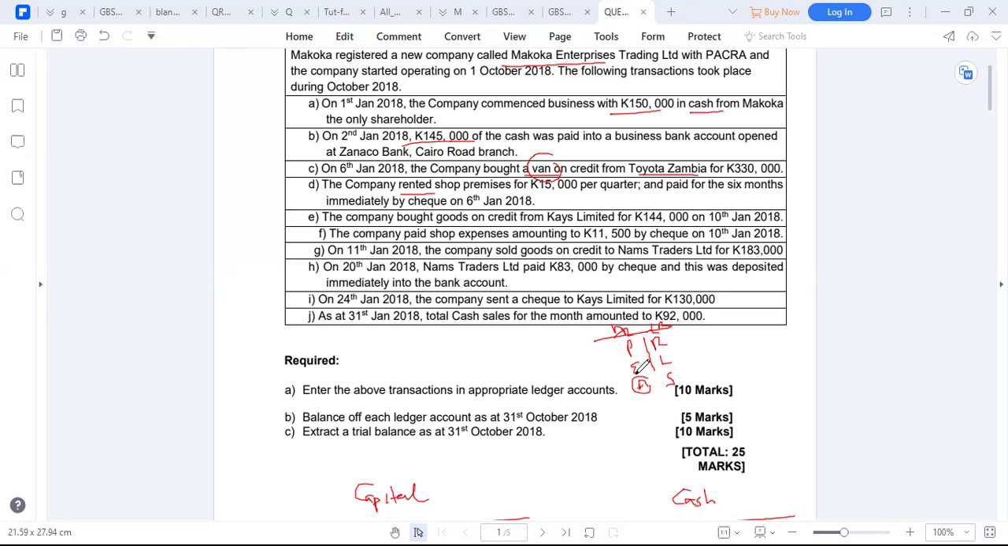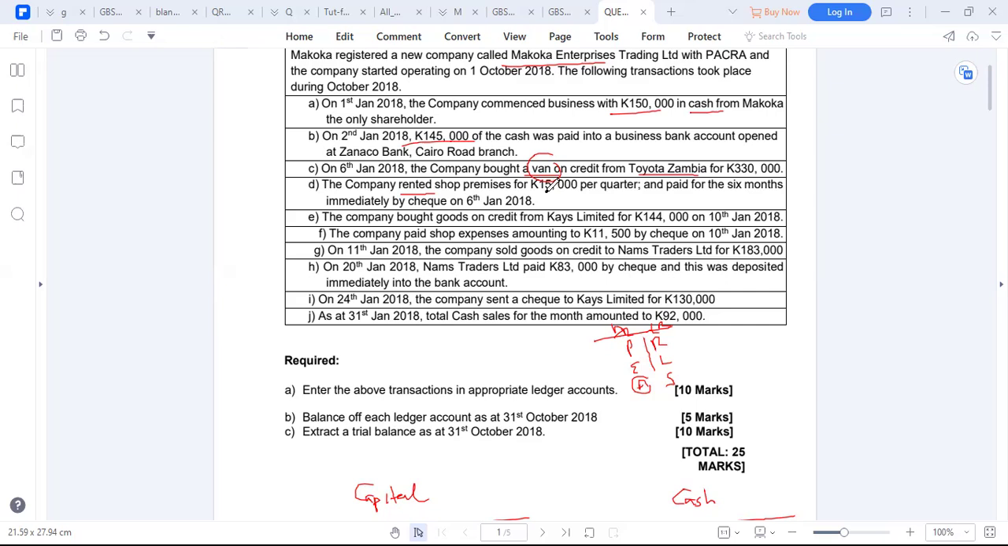Rent is what? An expense. So we're going to debit it. Then we have what? Bank is giving out money. So, the company rented shop premises for 15,000 per quarter.